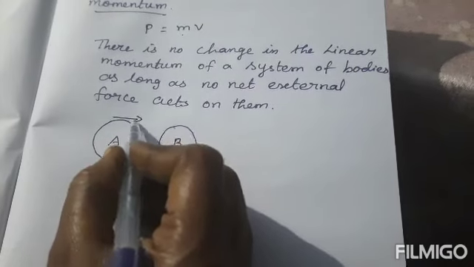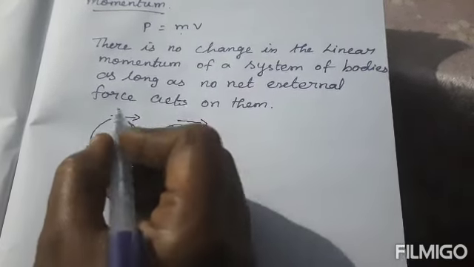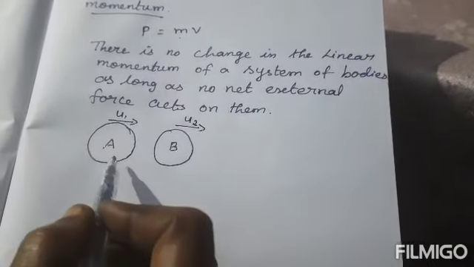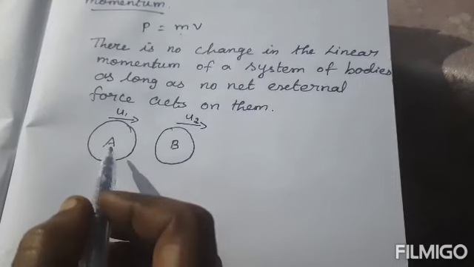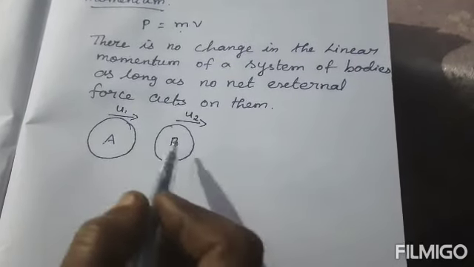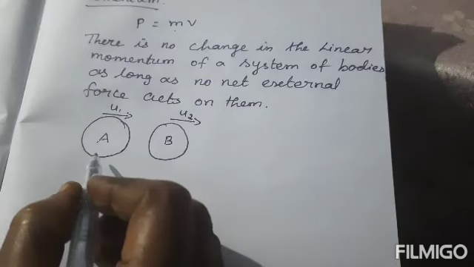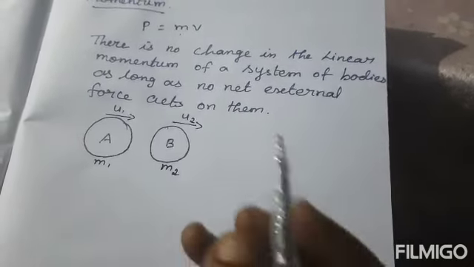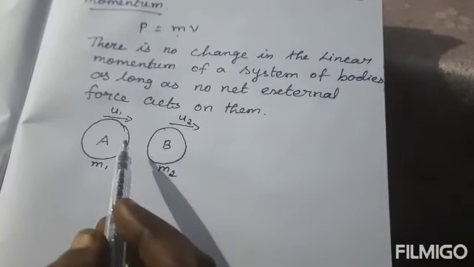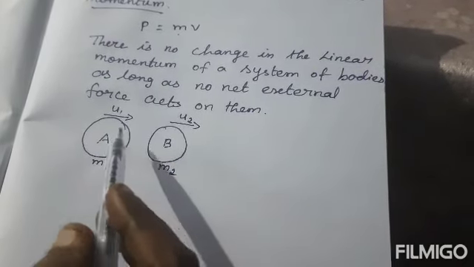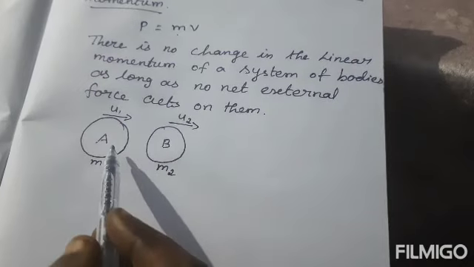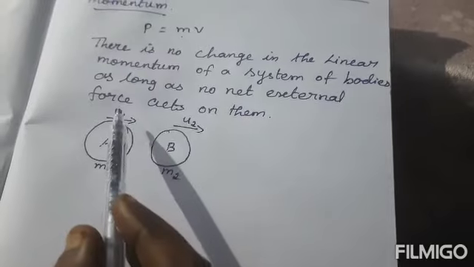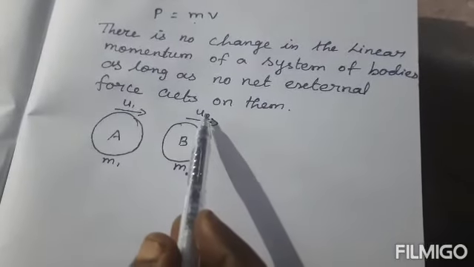Moving along a straight line, the velocities are u1 and u2. Let us consider two bodies A and B, with masses m1 and m2. Two objects A and B of mass m1 and m2 are moving along a straight line with velocities u1 and u2.